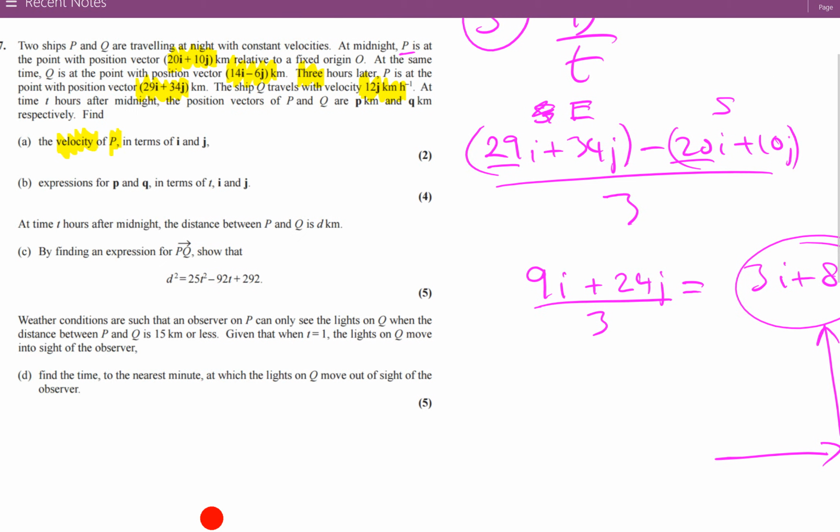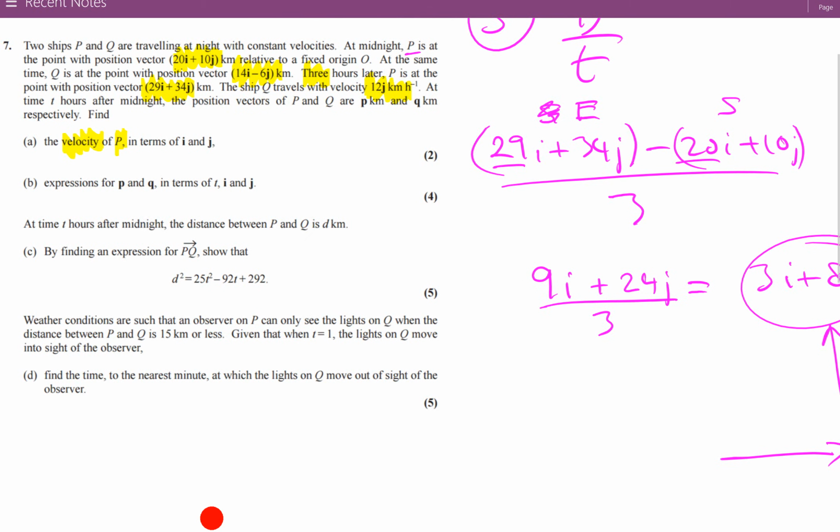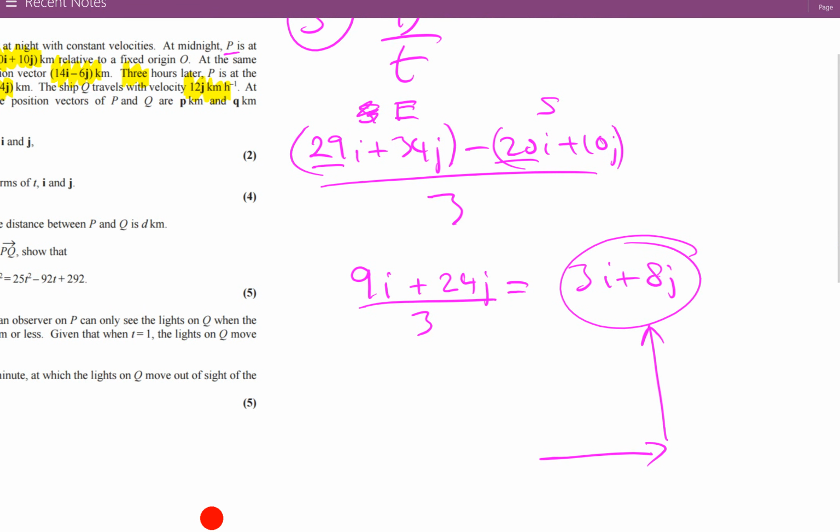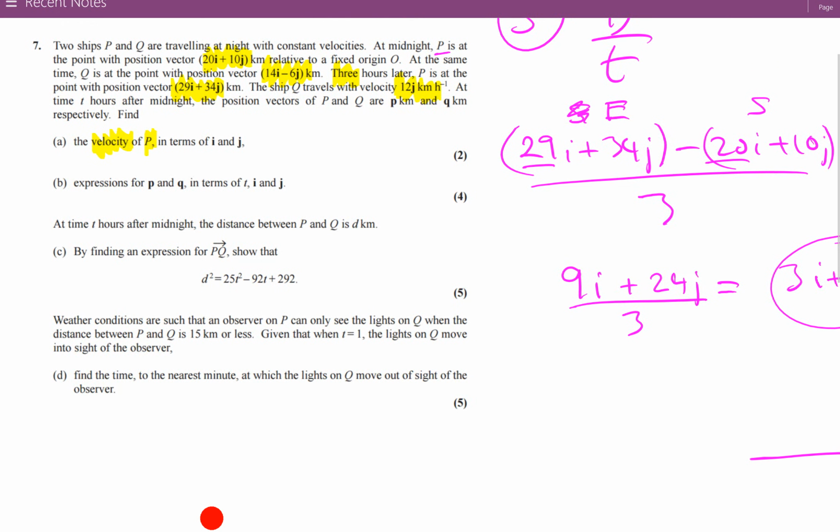Or per hour, what is it? Per hour. It's kilometers per hour, yeah? So we can write the km/h afterwards. Okay. Alrighty, so we got that. Find expressions for P and Q.